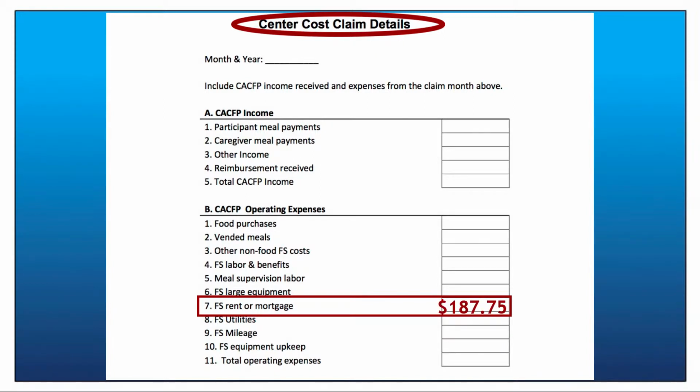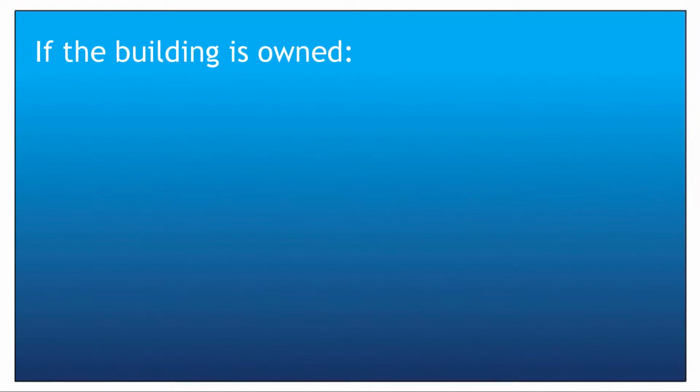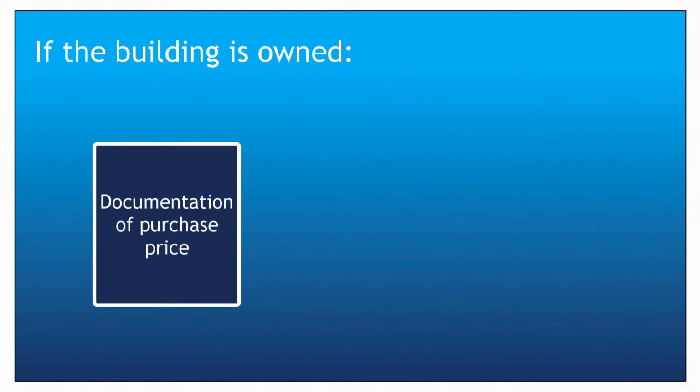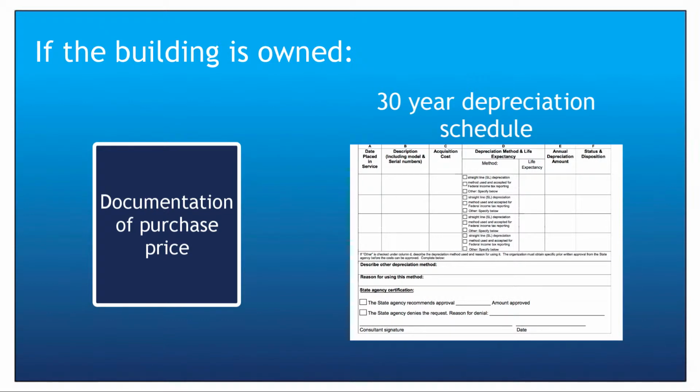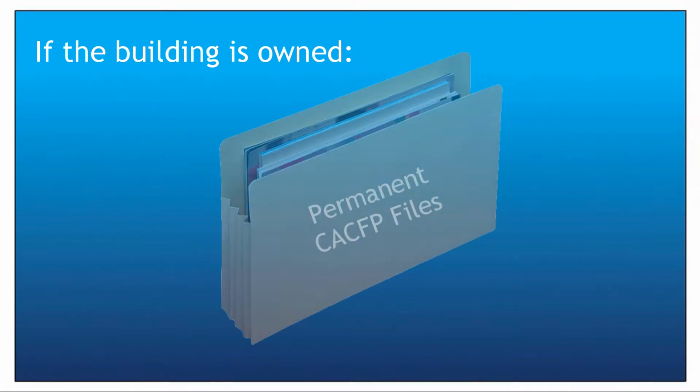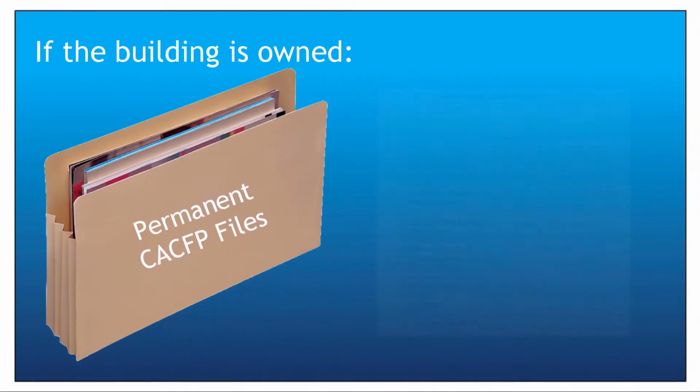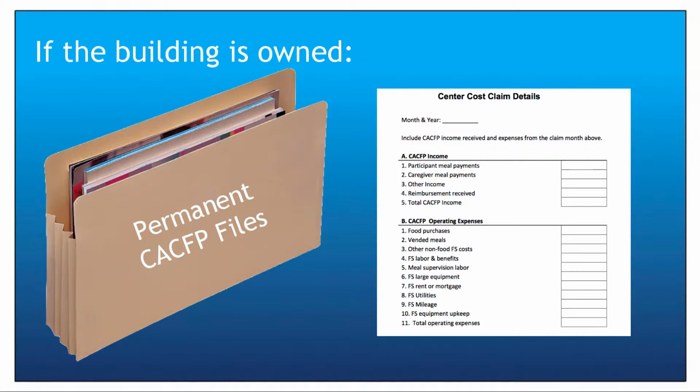$187.75 per month. If the building is owned, keep documentation of the purchase price and 30-year depreciation schedule in a permanent CACFP file. Submit this information for budget approval. Keep it on file and refer to it when reporting on the monthly cost claim details.